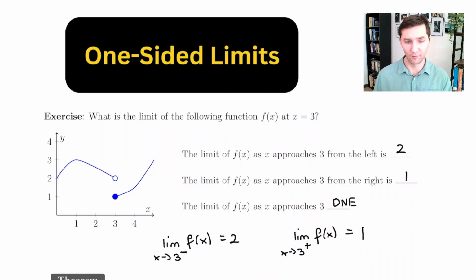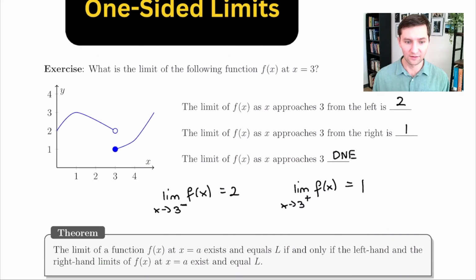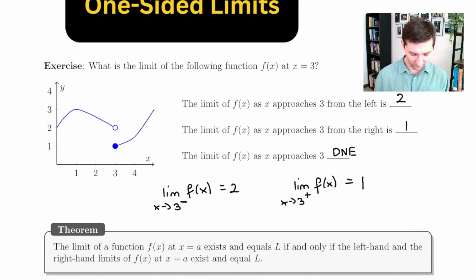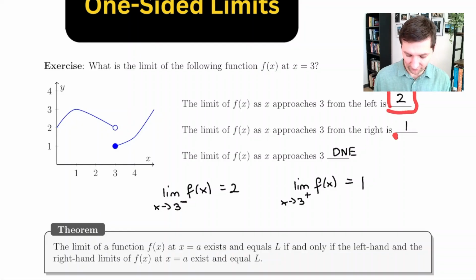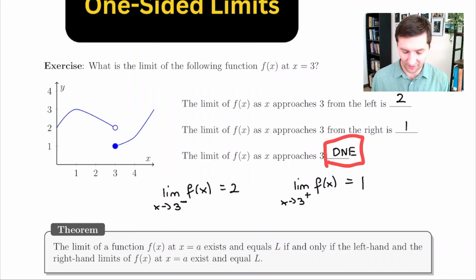This is a theorem mathematicians proved. This theorem says that a limit of a function exists and equals some number L, and that happens if and only if the left-hand limit and the right-hand limit also exist and equal to L. That is exactly what we did in the above exercise. The left-hand limit was different than the right-hand limit, so we concluded that the general limit did not exist.